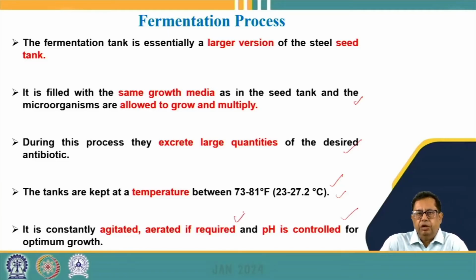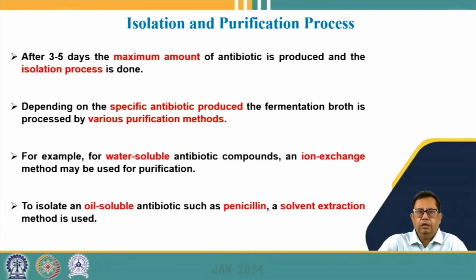Similarly, if we are having some aerobic bacteria, then aeration may be required. So it should be aerated properly, and the pH needs to be maintained, the pH that is required for the optimum growth of the bacteria needs to be controlled. After 3 to 5 days of this fermentation process, we can get a very high amount of antibiotic production. And after the antibiotic is produced, later on we go for the process of isolation.